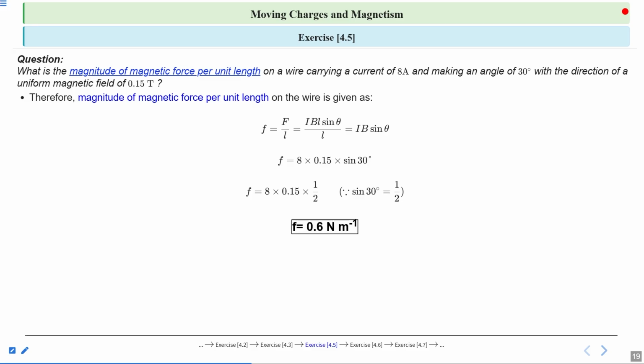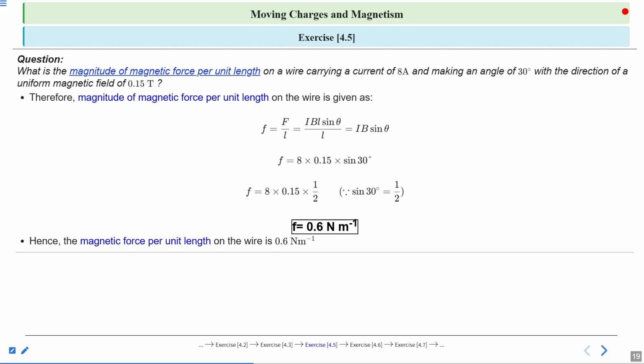After solving, the force per unit length on the wire is equal to 0.6 Newton per meter. So it is force per unit length, so the unit will be Newton per meter, not Newton. Hence the magnetic force per unit length on the wire is 0.6 Newton per meter.